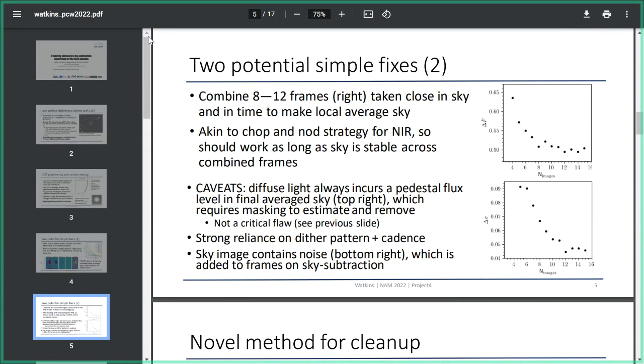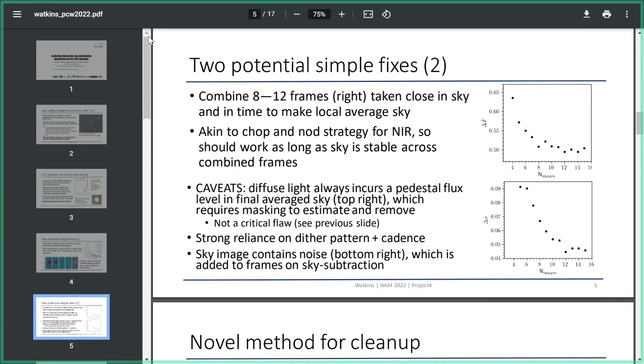The plot that I'm showing on the upper right is showing how this converges as a function of the number of frames combined. And you can see that, again, after about 10 to 12, you start to flatten out. But a couple caveats here. If you can see the label there, it doesn't flatten out to 0, which would be me getting back the sky that I put in. It flattens out to a positive number.